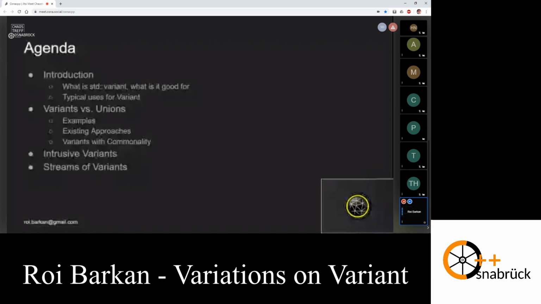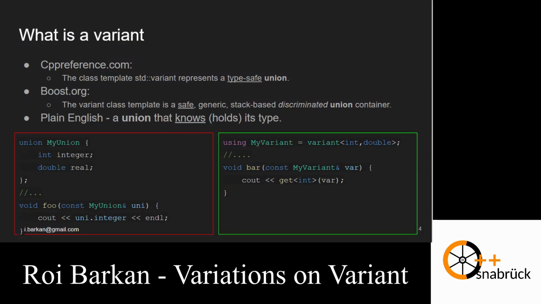Okay, great. So, first of all, a little bit of an introduction. What is a variant? The C++ reference says that the variant is a type-safe union. Hopefully many of us or most of us remember what a union is from C and later from C++. Boost has had the variant for a long time. It also says it's a safe, generic, stack-based, discriminated union container. It's a long thing.